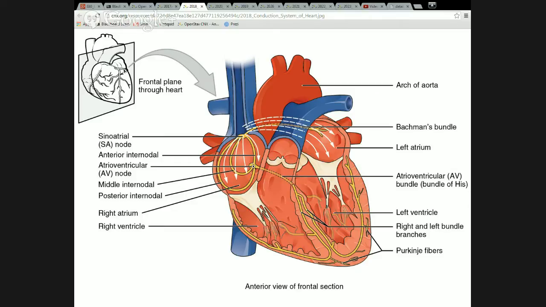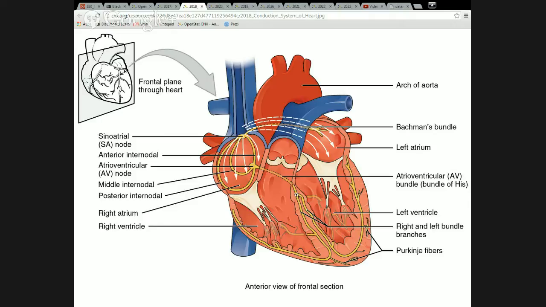From the AV node, the pathway continues on towards the ventricular septum, the wall between the right and the left sides. The bundle of fibers going from the AV node down to the septum is called the atrioventricular bundle, or the AV bundle. The sort of old-fashioned name for that is the bundle of His. Some dead white guy whose last name was His discovered it, and so it was named after him. But that's very rarely used. That's what we call a dead white guy name. And we'll refer to it as the AV bundle. Okay.